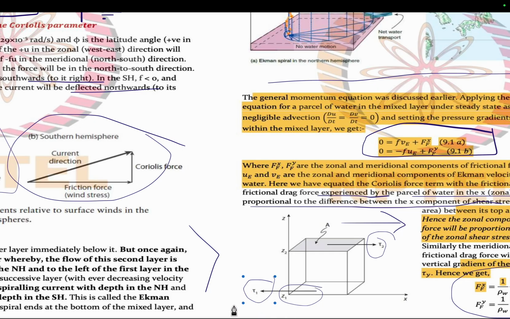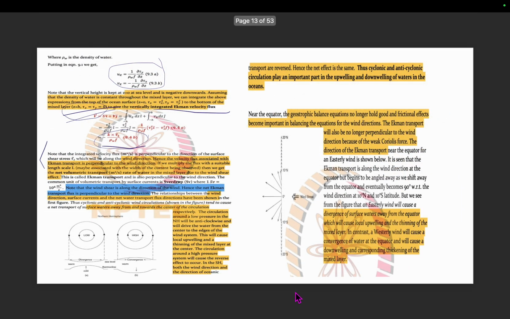It is written z equal to H, where tau is equal to 0. But in the integration it is written minus H to 0. Yes, the integrations will be same, I guess. You can write 0 to plus H. The integration will be same. 0 to plus H, okay.